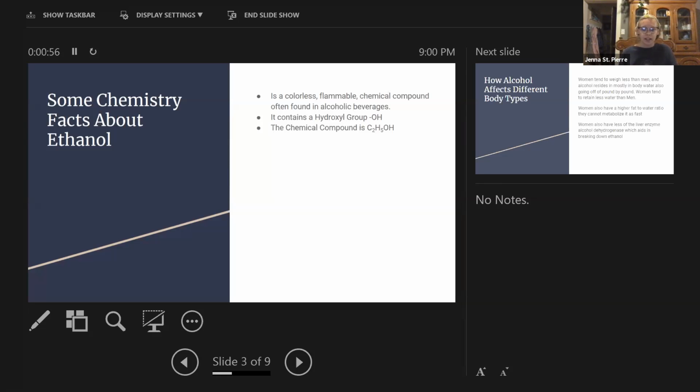It contains a hydroxyl group, which is this guy right here, which is that oxygen and hydrogen. And the chemical compound is C2H5OH, which just means that it has these 2 carbons, which have 5 hydrogens to it, and then just this OH group, which the H bonded to this oxygen isn't included in that C2H5 group.